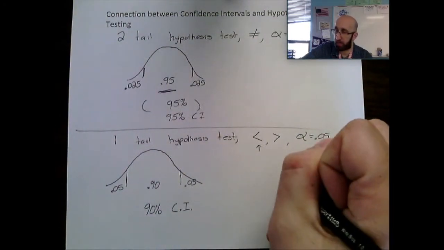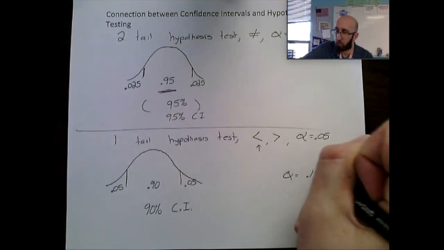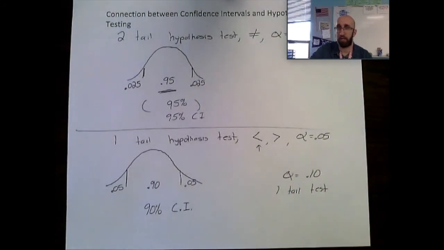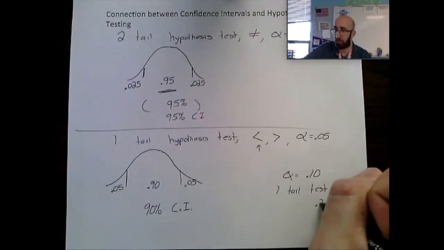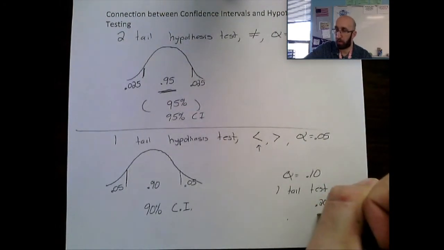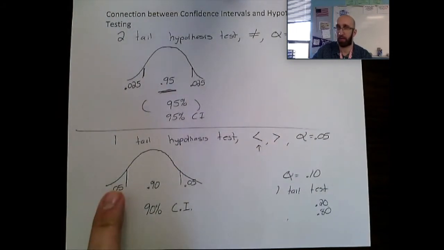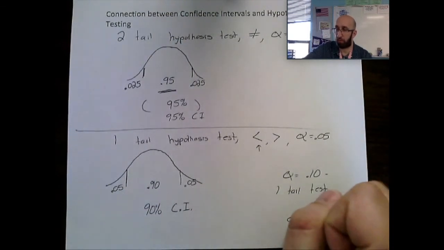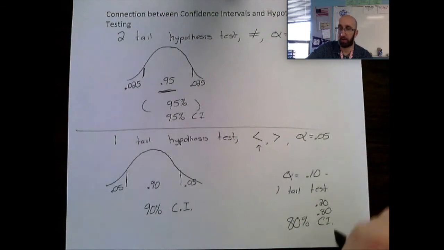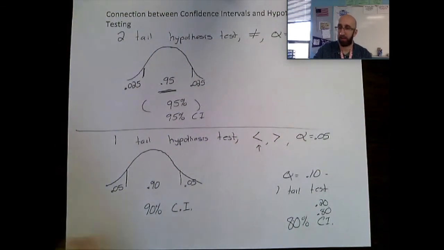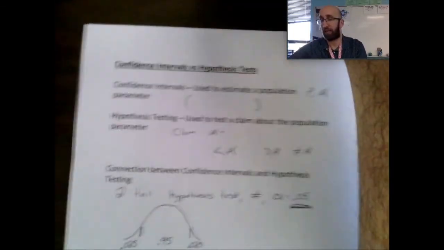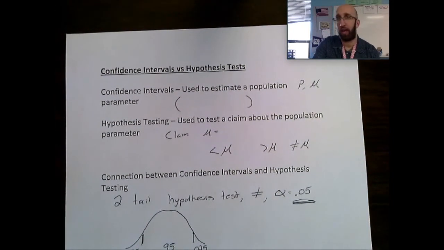So if I would have done an alpha of 0.10 and I'm still doing a one-tail test, if you double that alpha, that gets you to 0.20, so then you would need 0.80. You'd have 0.10, 0.10, and 80 in the middle. So a one-tail test with an alpha of 0.10 would be an 80% confidence interval. That's the logic I use to get there, but again, that's just the connection between confidence intervals and hypothesis testing.